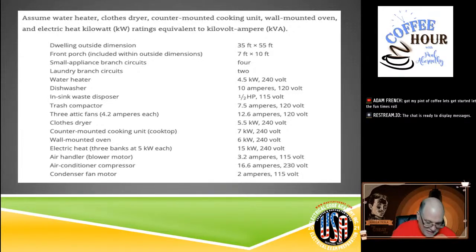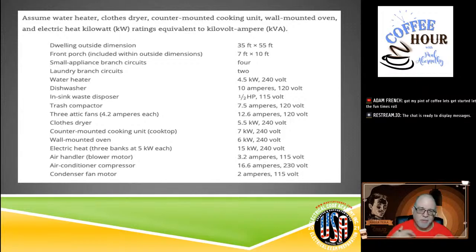So it looks like that air handler is 368 VA, okay? And then we've got the air conditioning compressor outdoor unit. That is 16.6 times 230. So the AC is 3,818. And then lastly, the condenser fan motor, 2 amperes. So 2 times 115 is 230. So that's 230 VA.